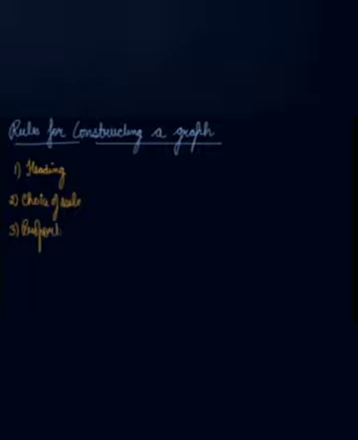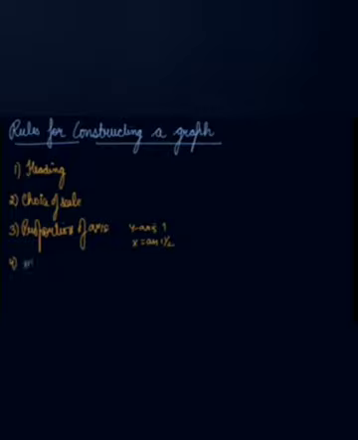Third, proportion of axis, which means that the length of the x-axis on the graph paper should be 1.5 times the length of the y-axis. If the length of the y-axis is 1, then the length of the x-axis should be 1.5.